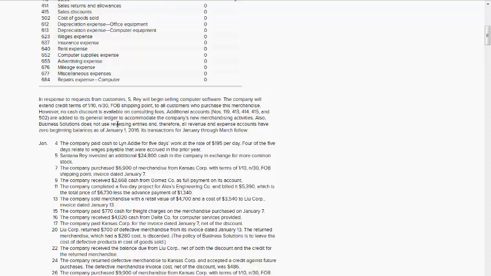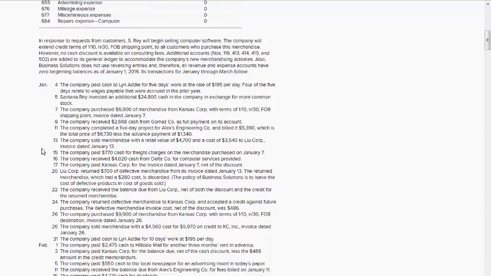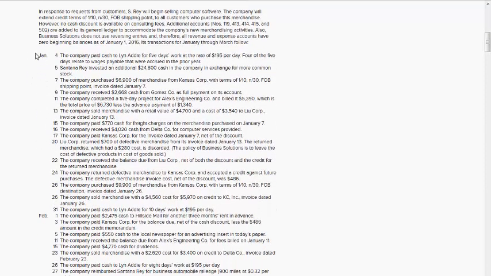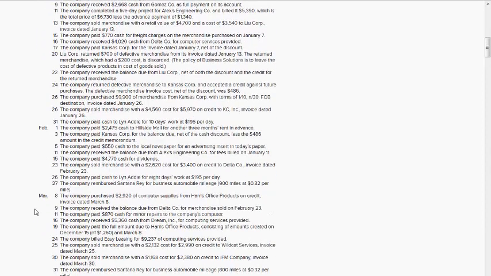We didn't cover reversing entries in this course. We only covered general journal entries, adjusting journal entries, and closing entries. And therefore, all revenue and expense accounts have zero beginning balances as of January 1, 2016, because they were closed out at the end of 2015. Its transactions for January through March are as follows. So this is where it's going to take the bulk of the time. You're going to have to journalize all of these entries for January, February, and March.